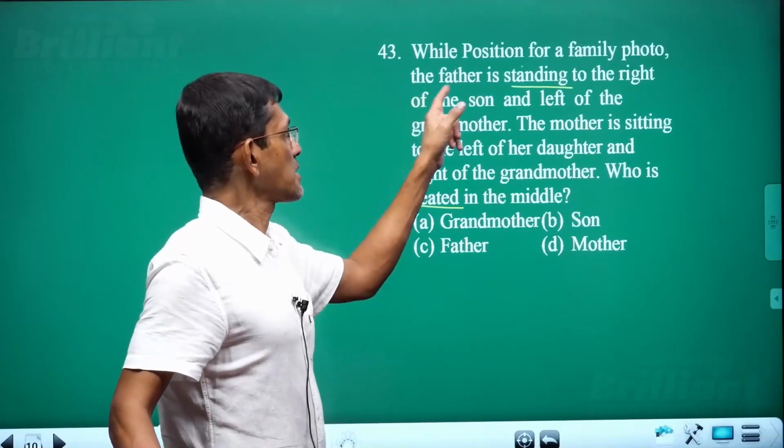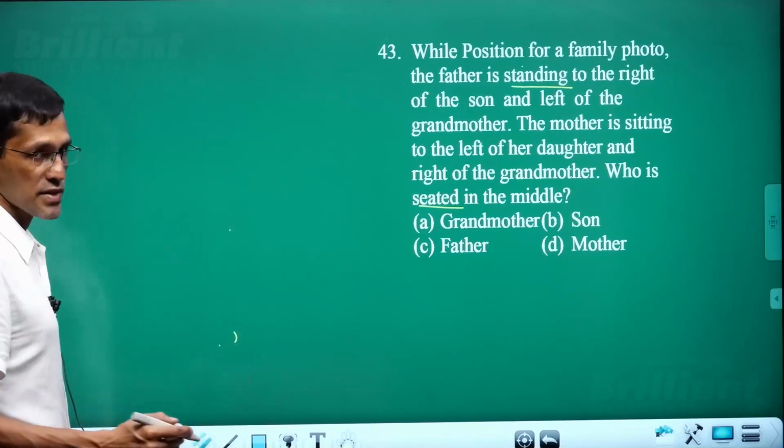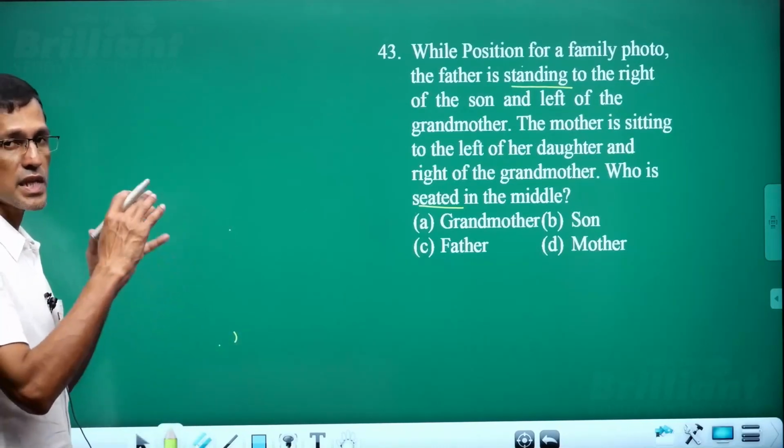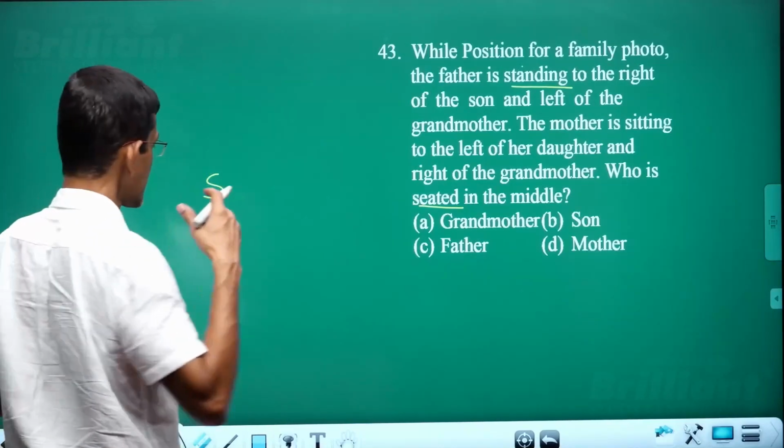For the position of the family, the father is standing to the right of the son. So father to the right of the son. Always we take it in such a way that if the son is here, we assume that if I am the son, I am facing that direction.